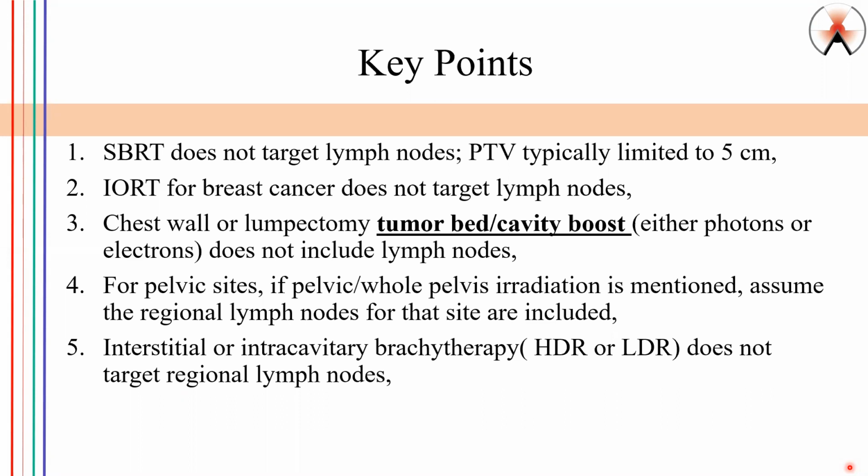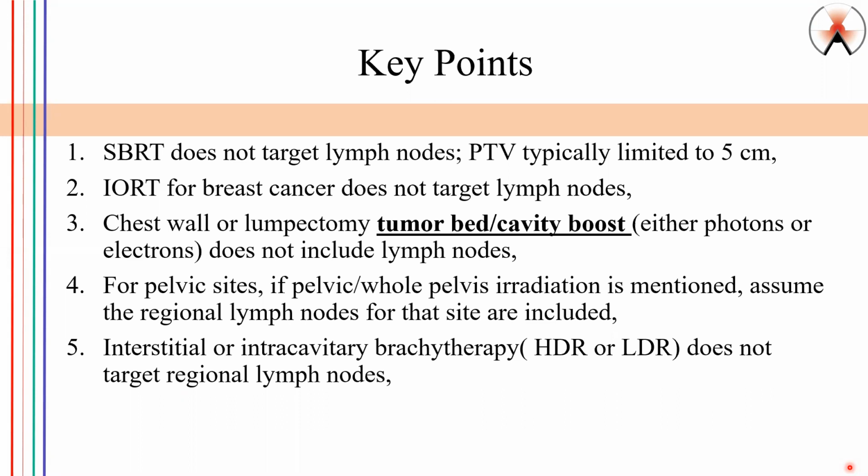For pelvic sites, if the treatment summary does mention the pelvis or the whole pelvis, then we can assume that the regional lymph nodes are being irradiated within that volume as well. So in that case, you will have to code the pelvic nodes 06.